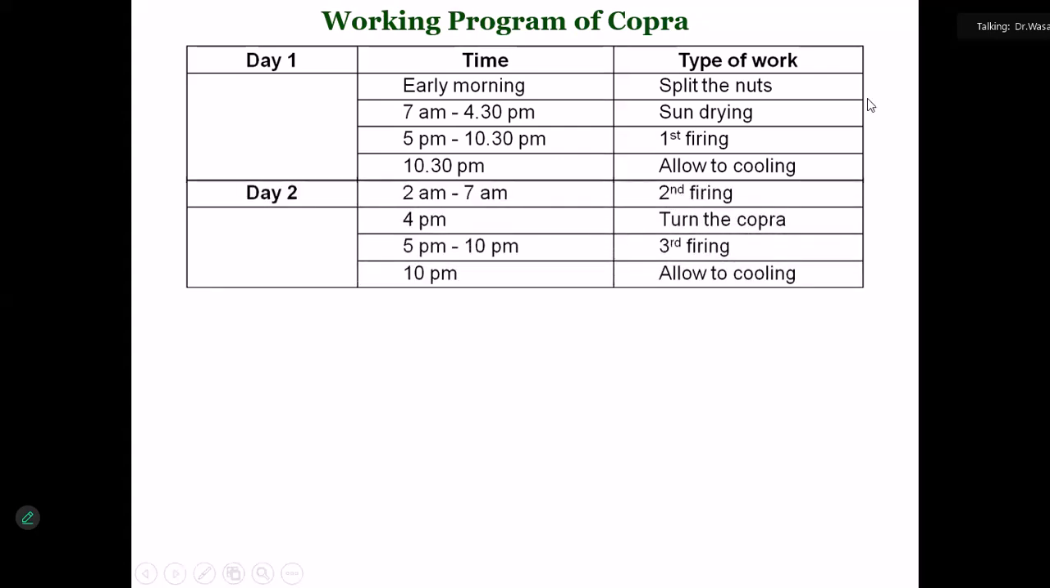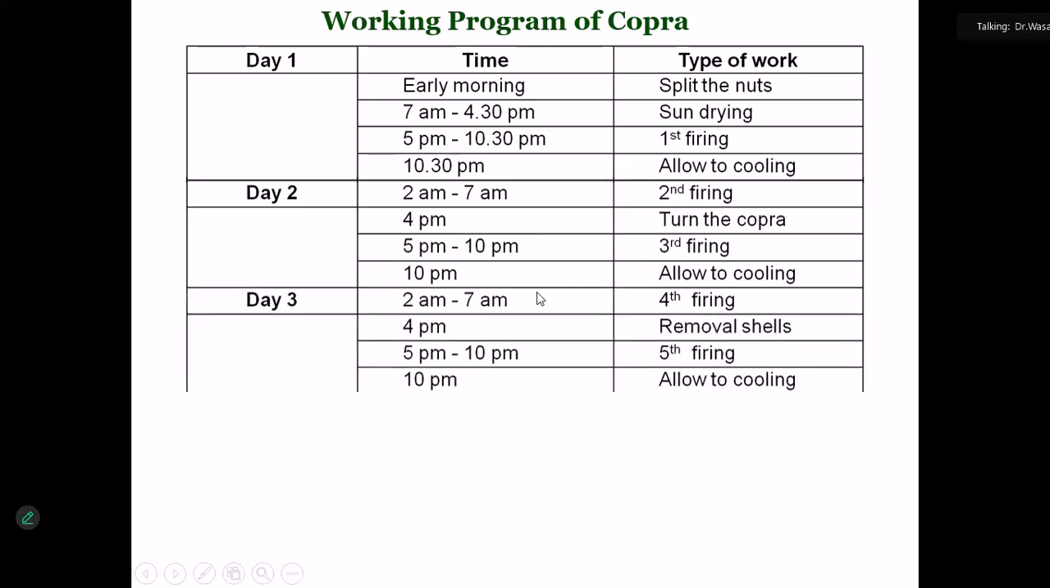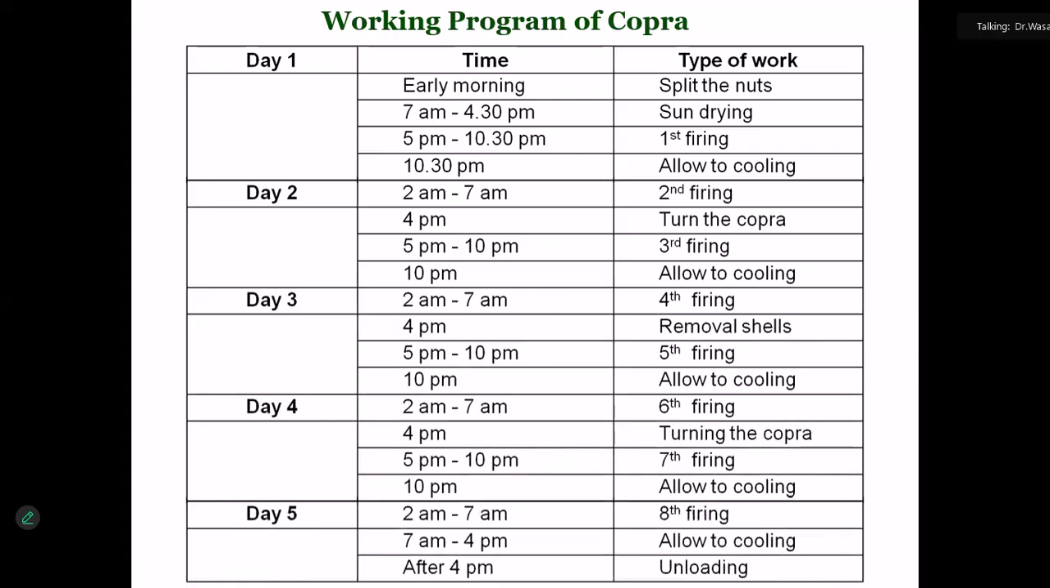Second day, early morning 2 a.m. How many hours cooling? 3.5 hours. Then another 5 hours second firing. Again turning the copra. Then third firing, another 5 hours. Again cooling. Third day, 4-hour cooling. Likewise, fourth firing. After the fourth firing, you can remove the shell and continue cooling and firing up to 5 days. After that, normally you are turning 2 times. And at last, at 5 days, you can unload. So this is the working program of copra.